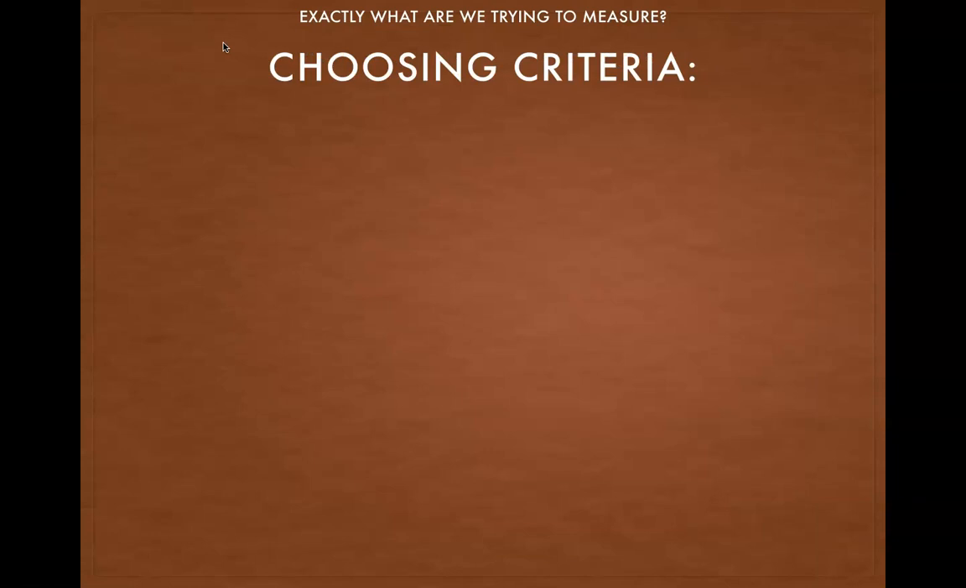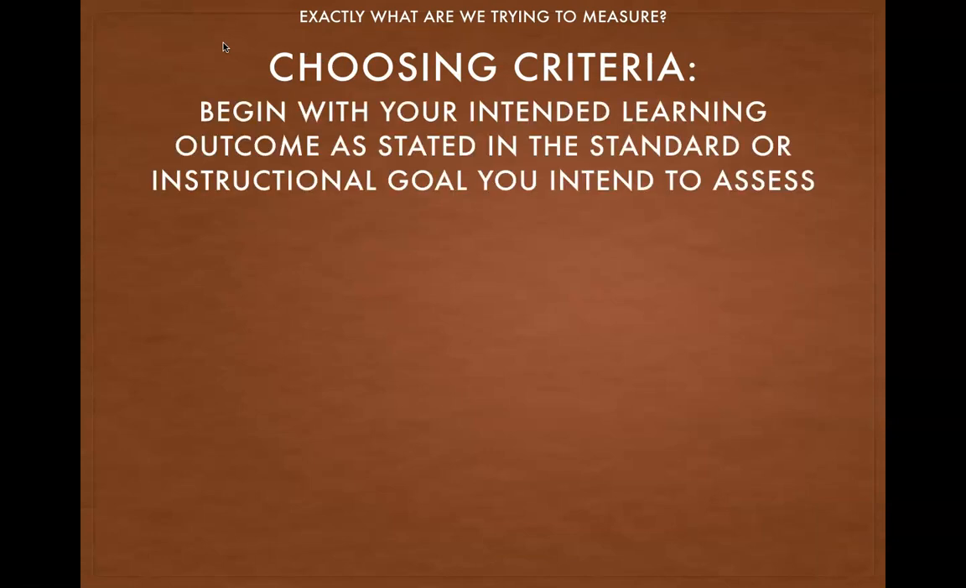So in choosing criteria, we want to begin with the intended learning outcome, right? Not what I taught, but what I want my students to learn based on standards and so on. The instructional goal that we are trying to assess. That's what we want to build our criteria on.